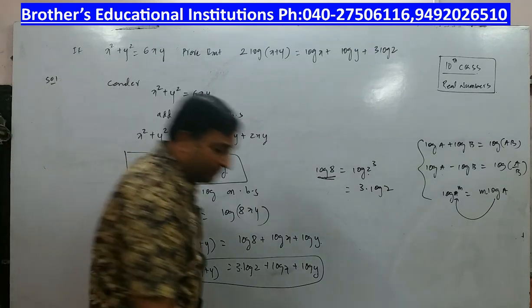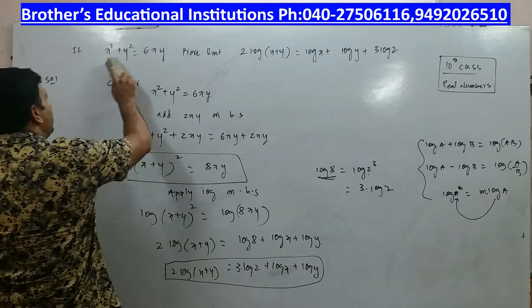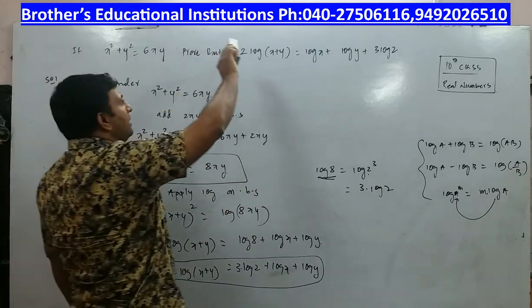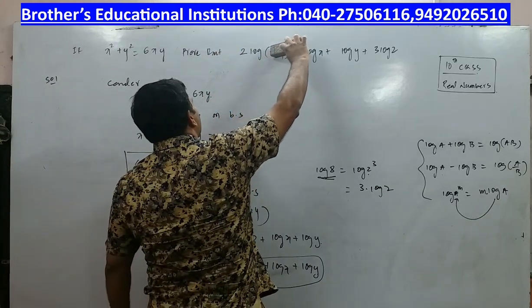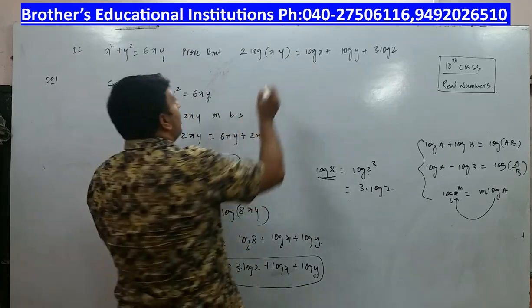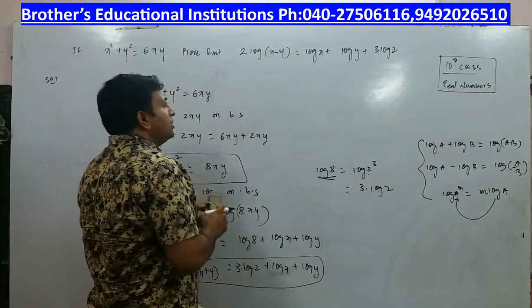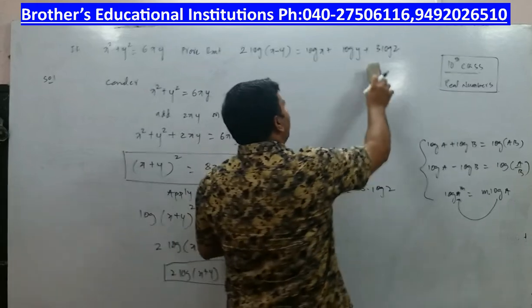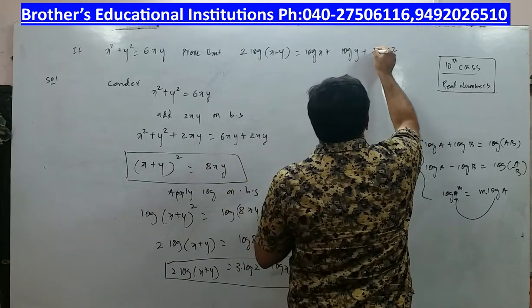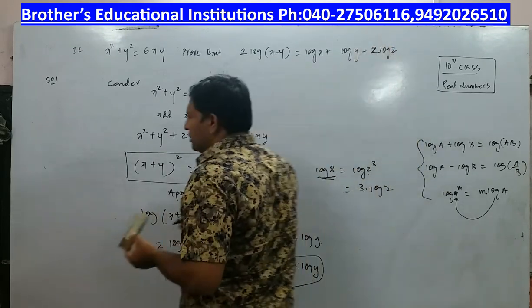Now what is a twist? I will give you a similar thing, x plus y whole square is equal to 6xy, but instead I will ask you to prove 2 times log of x minus y is equal to log x plus log y, and instead of 3 log 2 I will write 2 log 2. How could this happen, sir?